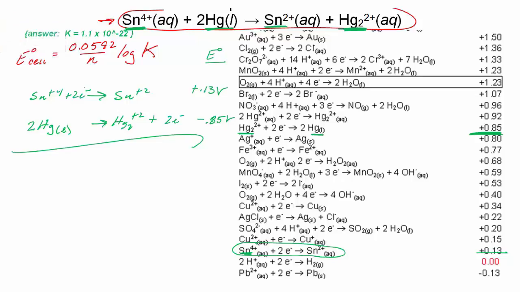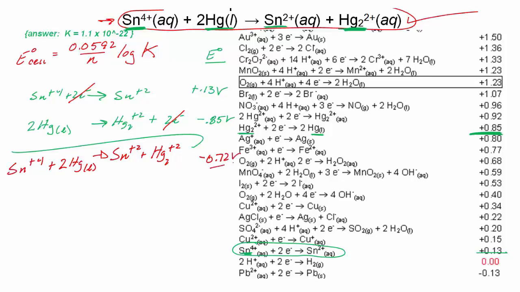So let's make sure this is going to work. The electrons cancel, so my N will be 2. I'll have Tin 4 plus 2 moles of mercury liquid form Tin 2 and a mole of that mercury ion. Okay, looks like it matches. So I've got that part done. What's my E0 cell? 0.13 minus 0.85, about negative 0.72 is my E0 cell.